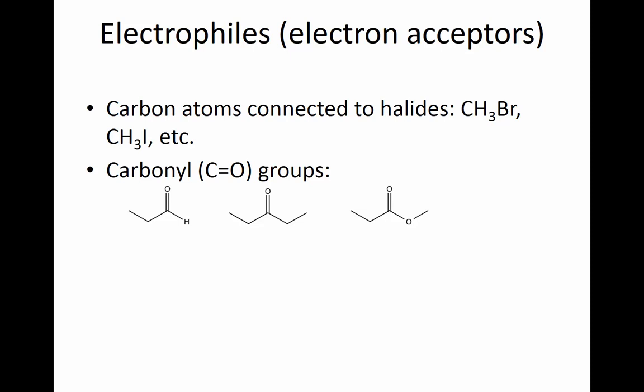Electrophiles, or electron acceptors, are carbon atoms that are connected to halides, because the halide is really trying to pull away those electrons. So the carbon is willing to accept electrons from another source. And the carbonyl carbon, the COO, the carbon here, here, and here. These are great electron acceptors, or electrophiles.